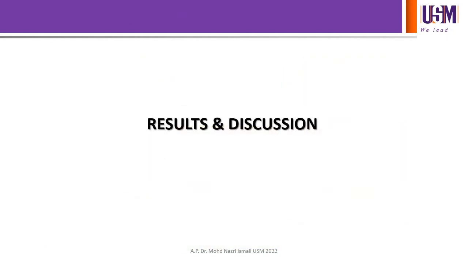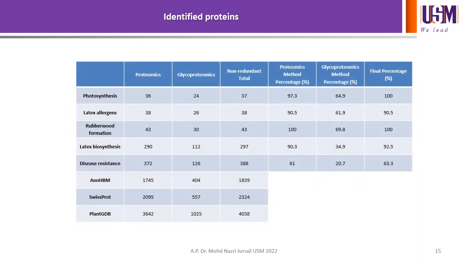Now let's look at the results. This is the protein identification result. The databases listed here, photosynthesis, latex allergens, rubber wood formation, latex biosynthesis, and disease resistance, are the databases that have been annotated from a previous work on the genome sequencing of the rubber tree. So we have matched our protein identifications that came from two different mass spectrometric methods, which we term proteomics and glycoproteomics, with the expected proteins from these databases, and we can get a considerably high percentage of protein identification. Other than that, we also matched the public databases, SwissProt and PlantGDB.